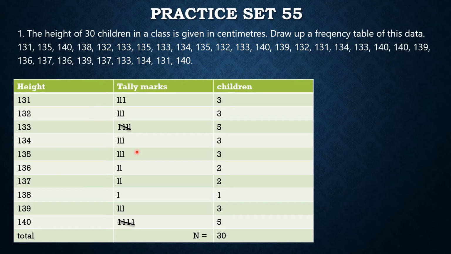So similarly we will complete this table with the given data, and the total of the numerical data should be equal to 30, because it is already given in the question that the heights of 30 children are given. So we have to be careful that when we add it up, the total number should be equal to 30.